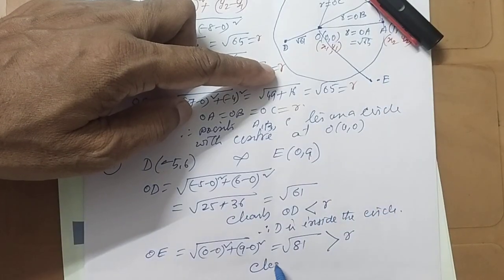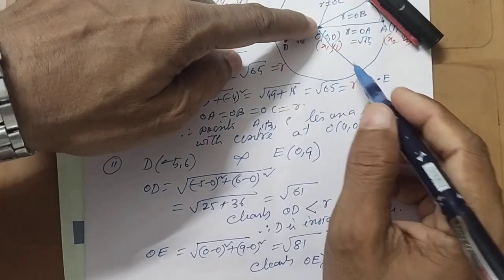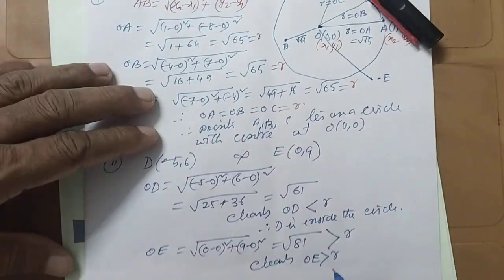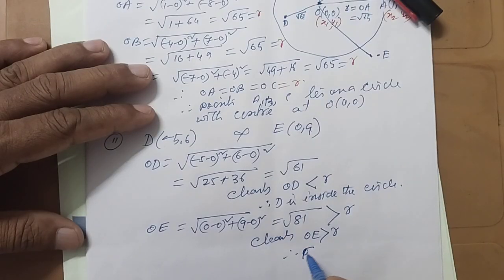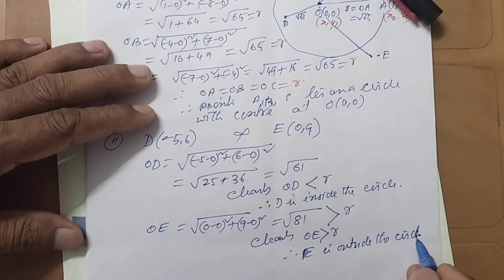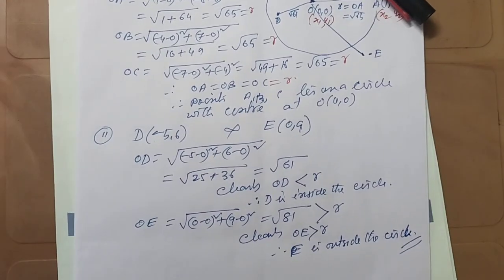So clearly we can write distance OE is greater than the radius. When it is greater than radius, it means up to this much is radius, and it is bigger, so it is going beyond the circle. Therefore point E is outside the circle. And this is the complete solution for this question.